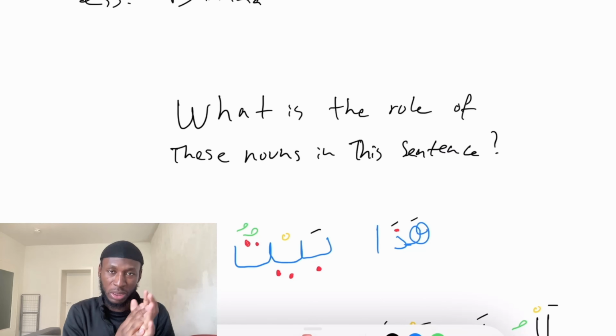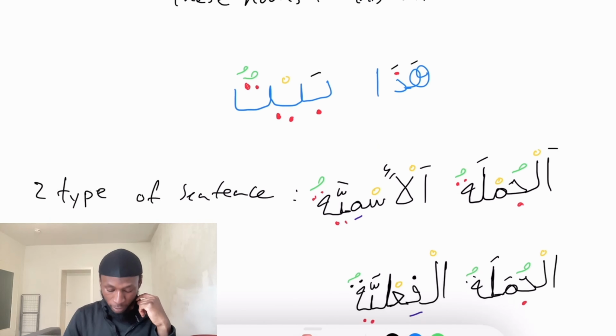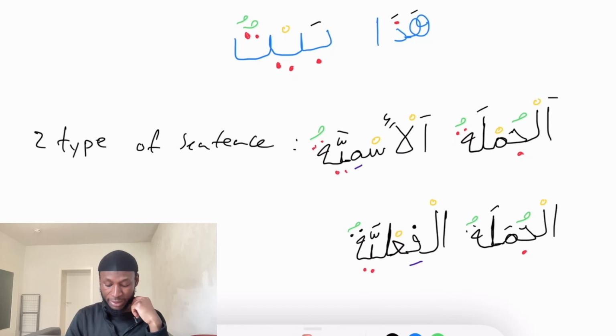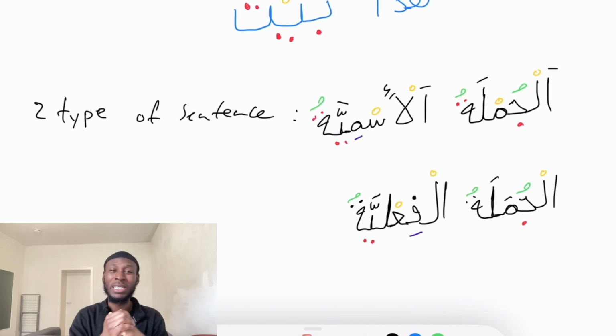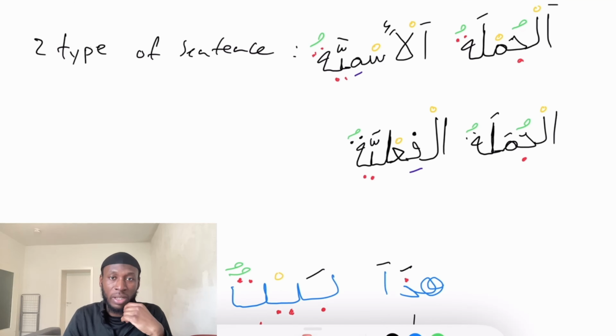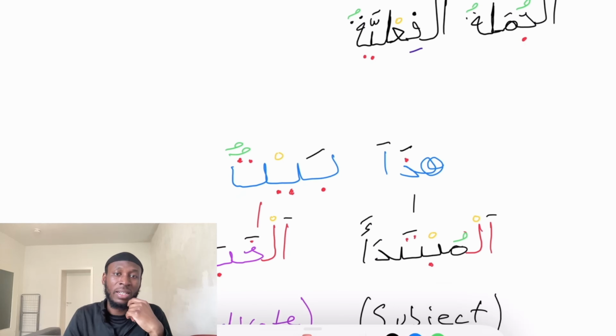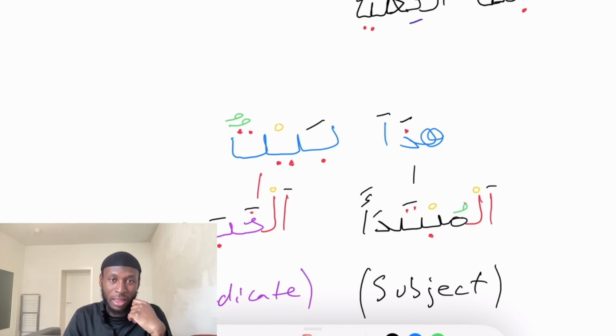Now, going forward, this is the name: jumlatu ismiya and jumlatu fi'liya. So the first one is the nominal sentence and the second one is the verbal sentence. Okay. Now, هذا بيت.